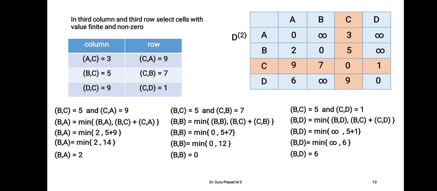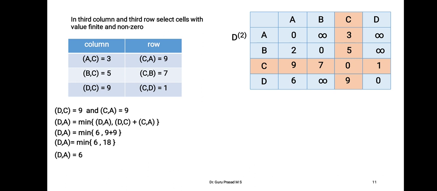Okay, next, column second value and the row last value. Column second value is B to C equal to 5 and row last value is C to D equal to 1. You have to find the new distance for B to D. Write the equation and substitute the values. So the minimum value for B to D is 6.